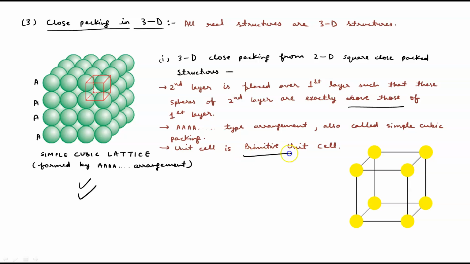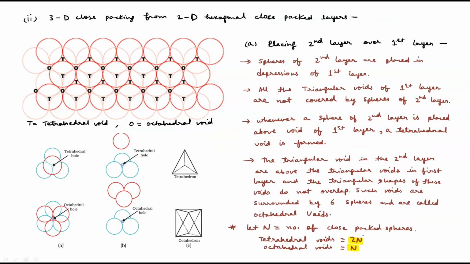The unit cell is a primitive unit cell. This is the primitive unit cell. In this, the constituent particles are present only at the corners of the unit cell. This is shown by this diagram. So this is the three-dimensional close packing from 2D square close packed structures. This is the simple cubic lattice finally.